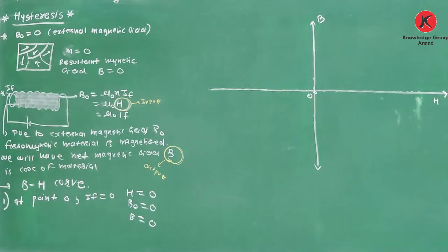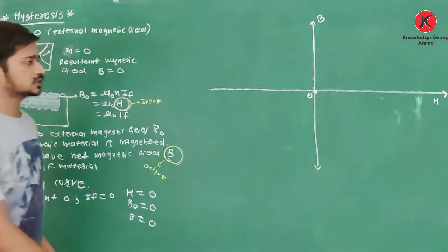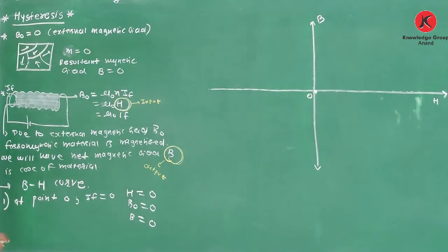Simple. Again, if the current flowing through the solenoid is 0, it means H is equal to 0, so the magnetic field produced inside the solenoid is 0. No magnetic field, no magnetization, no resultant magnetic field. B is equal to 0. So yes, when H is equal to 0, B is equal to 0. It is the first point. Clear? Now current is flowing in this direction.